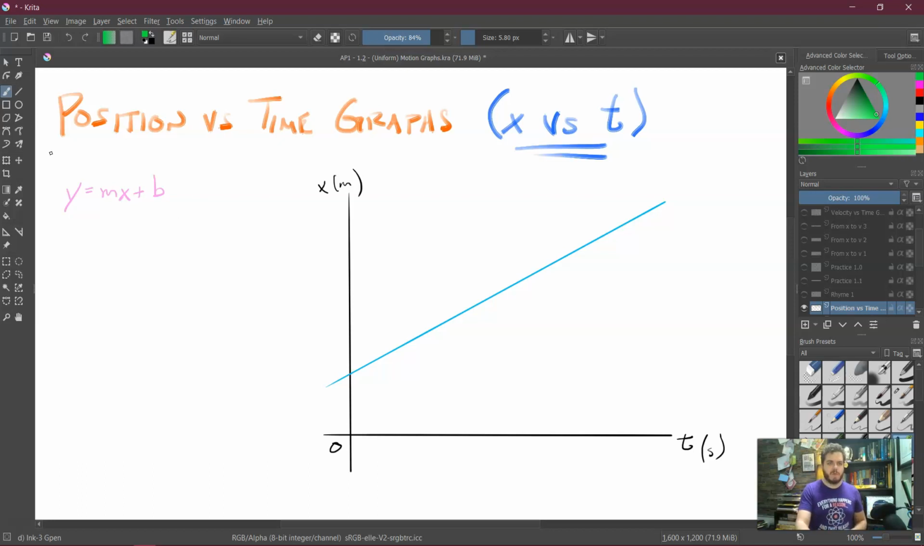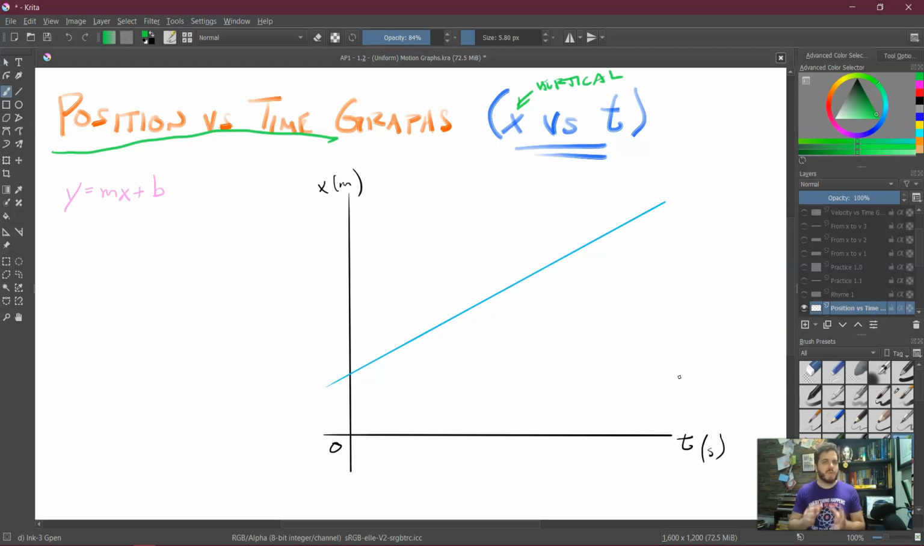And we want to be real careful here that since it's position versus time, that is x versus t. And remember from back when we were looking at graphs that this, since it's in front, means it goes on the vertical axis. So t is going to go on the horizontal axis.